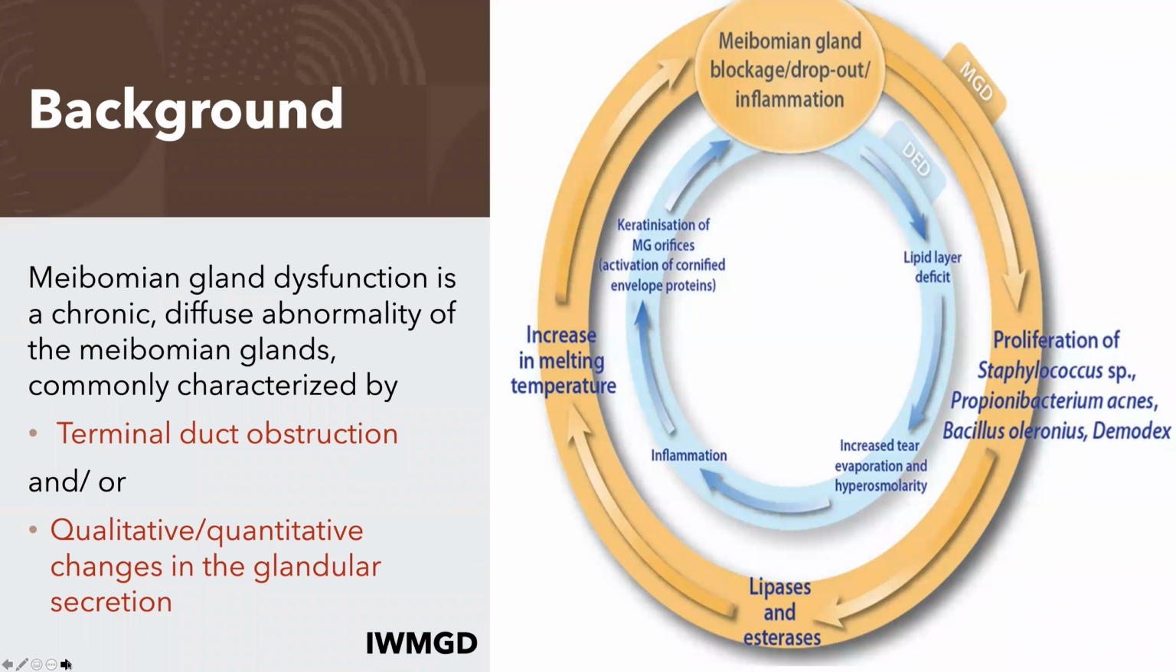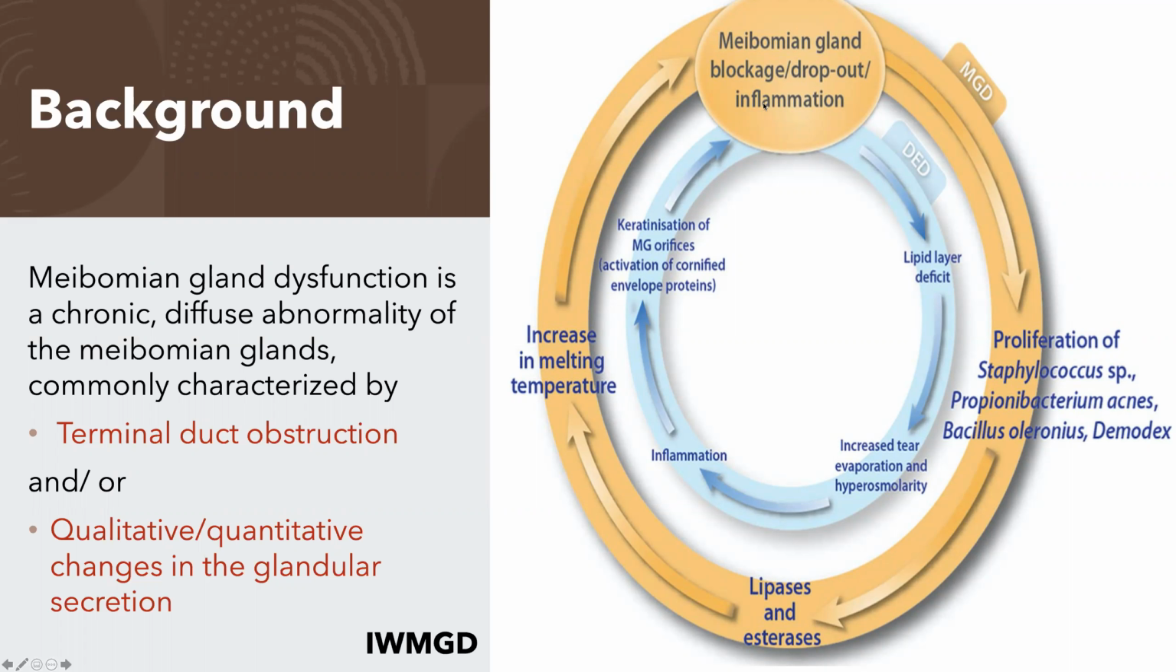The International Workshop on Meibomian Gland Dysfunction has defined MGD as a chronic diffuse abnormality of the meibomian glands that is characterized by terminal duct obstruction with or without qualitative and quantitative changes in the glandular secretion. So if you see the figure over here, meibomian gland disease and dry eye disease are closely interrelated to each other, and each step of the pathogenesis are also closely related.